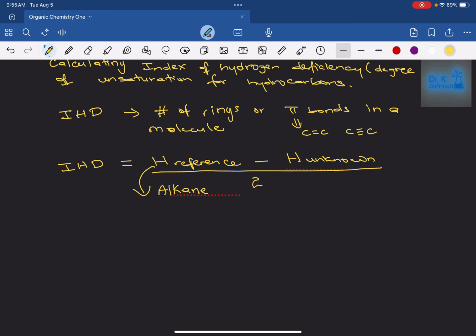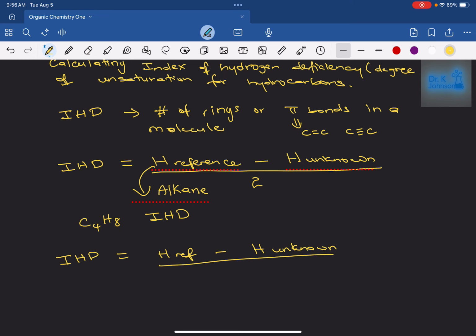And this is what I mean by coming from your alkane. Let's look at an example. Let's say you're given C4H8 and you are asked to calculate the index of hydrogen deficiency. This is what you do. Your formula, IHD, is equal to the number of hydrogens in your reference, H reference, minus the number of hydrogens in my unknown, divided by 2.